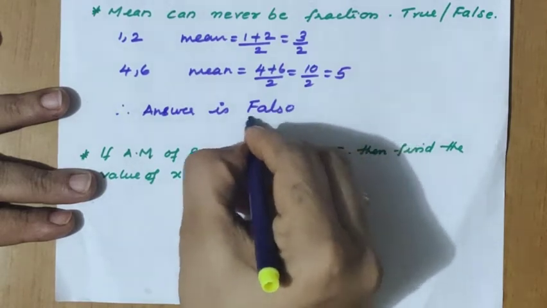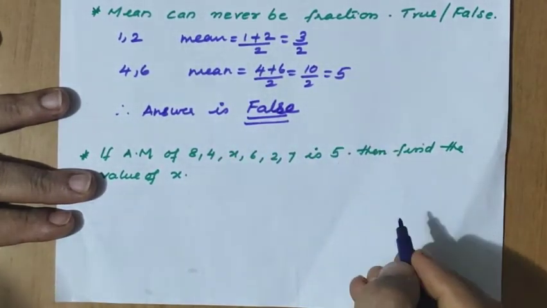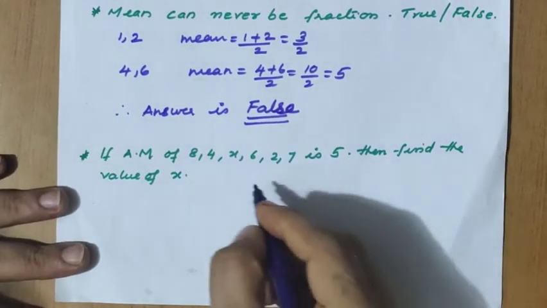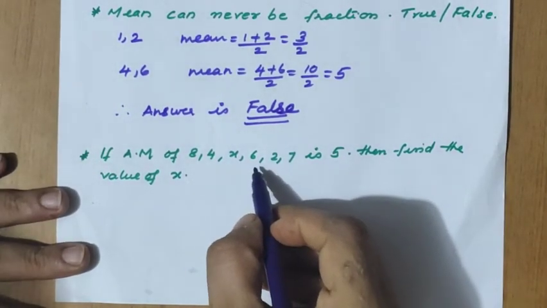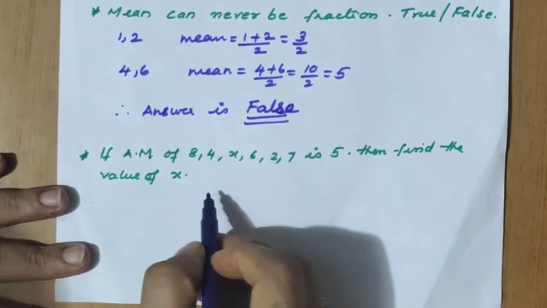It can be, it cannot be. Okay. The answer is false. Next, if the arithmetic mean of 8, 4x, 6, 2, 7 is 5, then find the value of x.